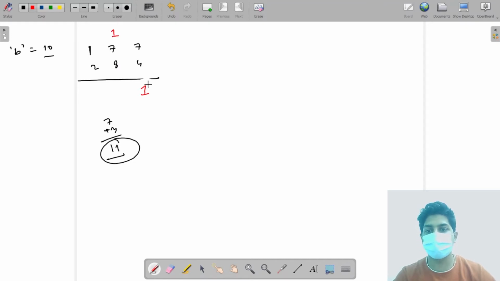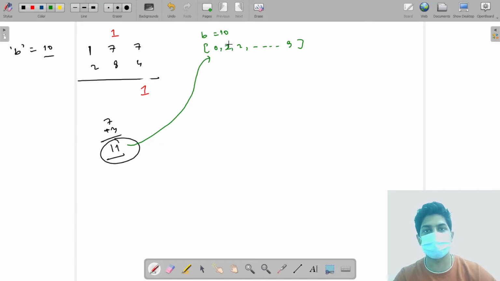But why are we doing this? Let's understand that. Base is equal to 10, so numbers will be in the range 0, 1, 2, 3 up to 9. Only these digits are allowed, and 11 is not in this range. So we need to compress 11 into this range. We will divide 11 into two parts: one part is the current digit, and the other part is the carry, which will pass on to the next element.